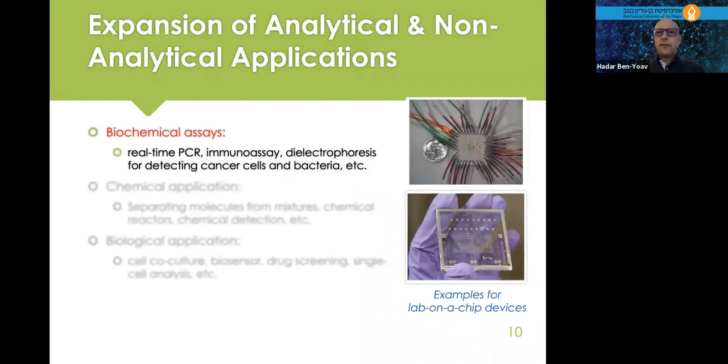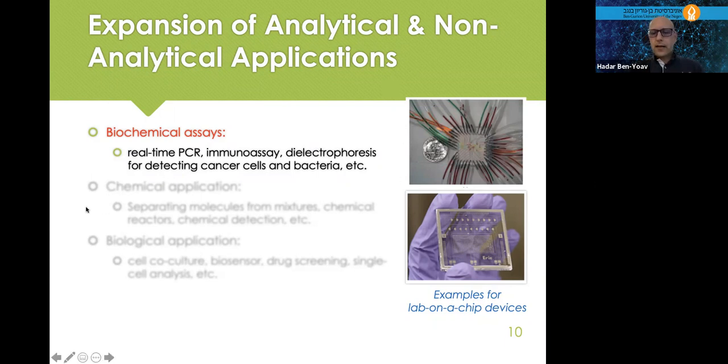And these kinds of capabilities enable the expansion into new types of applications. We have different types of biochemical assays. Now we can do actually what is done in the lab. So for example, real-time PCR, polymerase chain reaction. We talked about it when you want to detect a virus such as COVID. Immunoassays, where you use antibodies to detect different types of molecules. The electrophoresis for detecting cancer cells and bacteria. Electrophoresis, for those who don't know, is by applying an AC electrical field, you can cause a polarity on a non-conducting material.